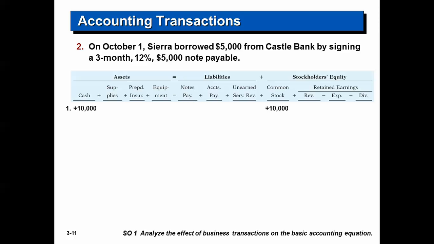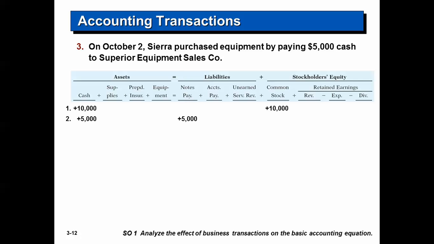Second transaction, October 1st, Sierra borrowed $5,000 from Castle Bank by signing a 3-month 12% $5,000 note payable. Don't worry about all that. We'll learn about notes payable later on. Well, we borrowed the money, so our cash went up. But now our liabilities also went up. Notes payable. Again, a plus on one side equals a plus on the other side. We're in balance. And that's the thing about accounting transactions. Every transaction is balanced. It affects two accounts, but it always affects it such that the assets will equal the liabilities plus owner's equity. Third one, we purchase equipment by paying $5,000 in cash.